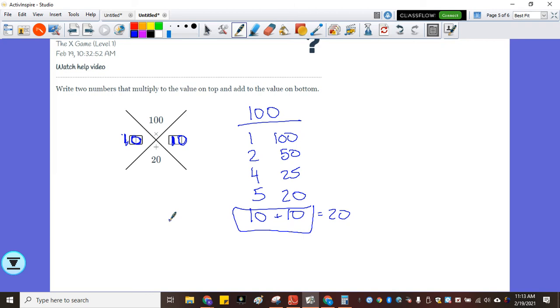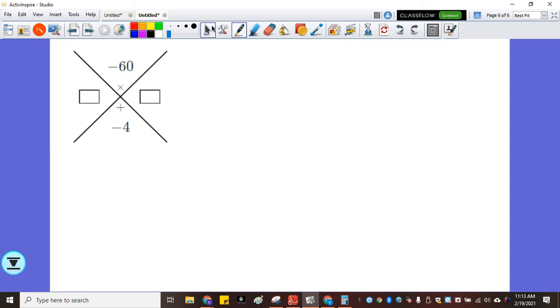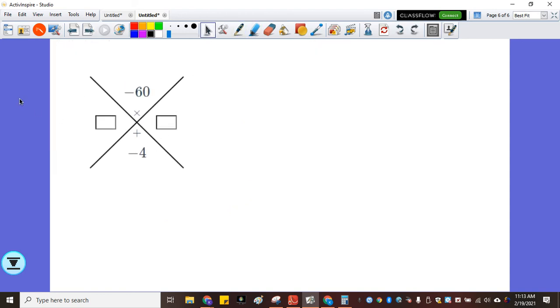The quiz is a little easier than yesterday's. All right, let's do another one. It gets harder. I saw it was a lot harder for people when I do it negative. So you want to know what multiplies to negative 60 and adds to negative 4.